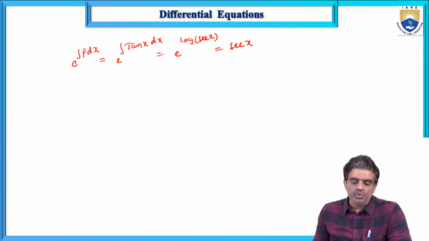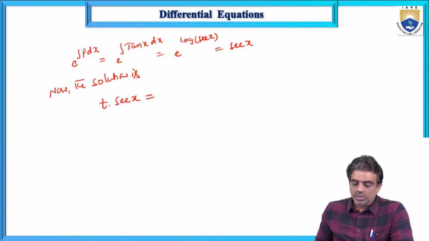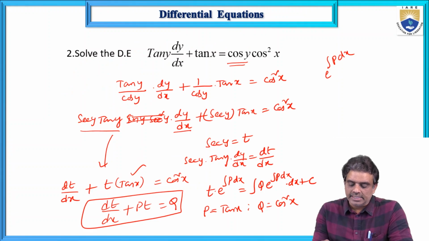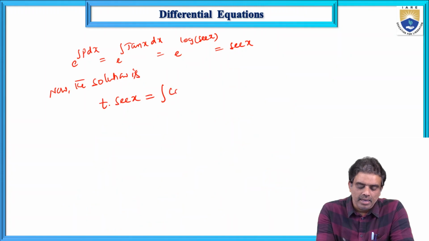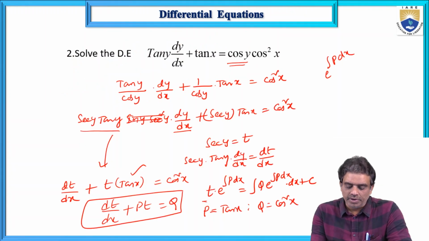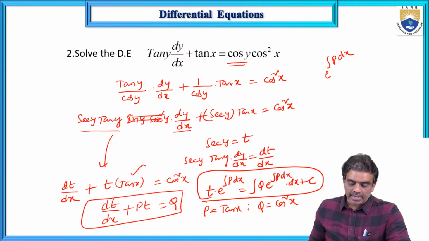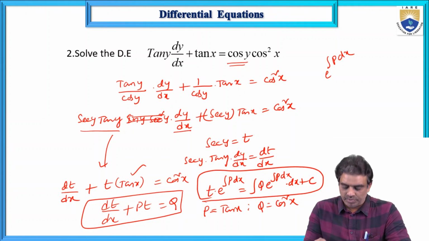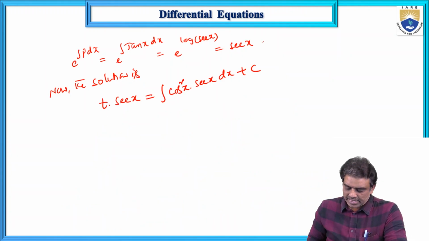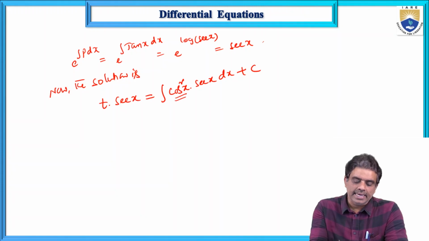So the solution will be t of e power integral p dx, that is secant x, is equal to, see the given right side, integral q into e power integral p dx. Integral q means cos square x and e power integral p dx, that is secant x dx plus c. So t into secant x, already evaluated, is equal to integral of cos square x and secant x dx plus c.